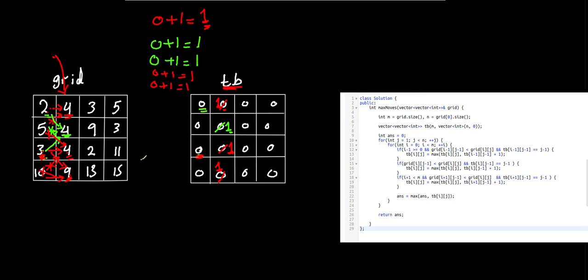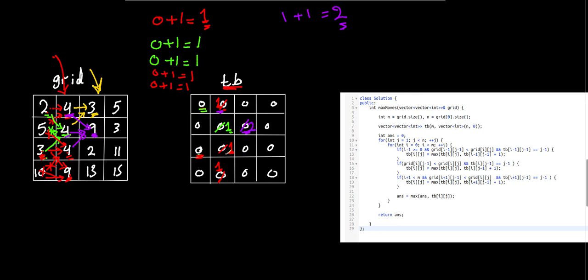Then we move to the third column. Let's start with the first cell, which is 3. We can reach 3 from this cell or this cell, and both are greater than 3, so no need to do anything. The next cell is 9. We can reach it from this. Start with this one at 4. The value at 4 is 1, so 1 plus 1 move equals 2. 2 is greater than the corresponding value of 9, which is 0, so we update this to 2.